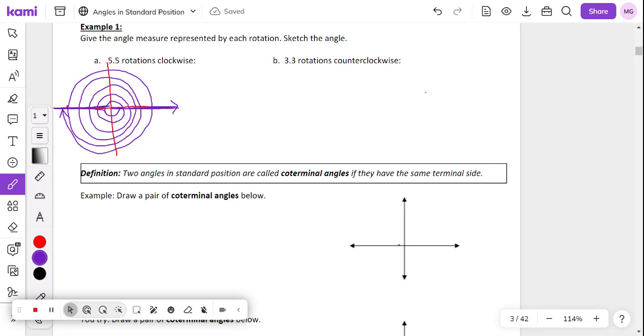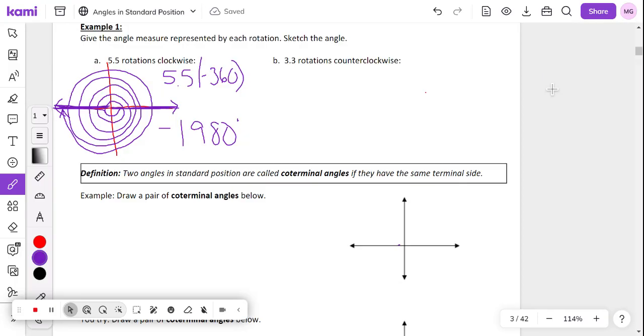So that terminal side would be over here. And then I'm asking you to figure out how many degrees that would be. So of course we're just going to take 5.5 and we're going to multiply it by 360, but I want you to keep in mind the direction we went was clockwise, so we will actually multiply by negative 360 degrees. You drop that in your calculator, you're going to get negative 1,980 degrees. Okay, so you're spinning around 5.5 times.